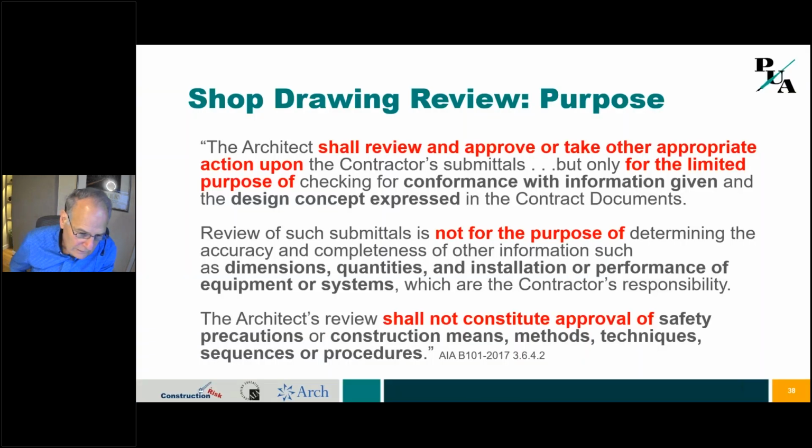Okay, let's see. Shop drawings. So we're off of RFIs. Now we're looking into shop drawings. So the architect shall review and approve, or take other appropriate action on the contractor's submittals, and it's for the limited purpose of checking conformance with the information given. Review of the submittals is not for the purpose of determining accuracy and completeness of the information. And the architect's review does not constitute approval of safety precautions or construction means and methods. Okay, so again, that's out of the AIA B101.